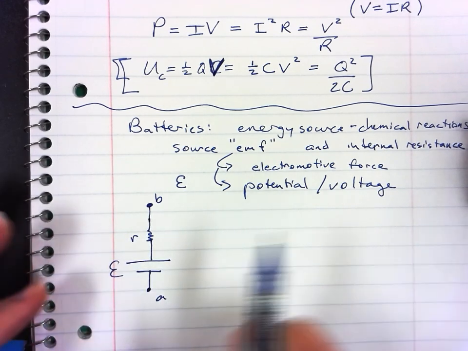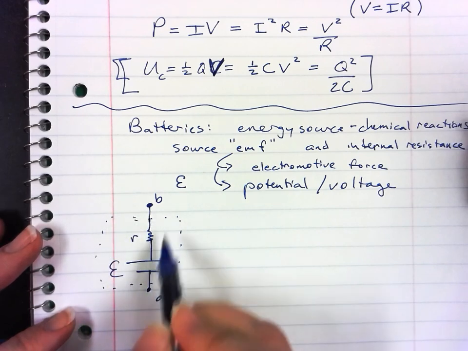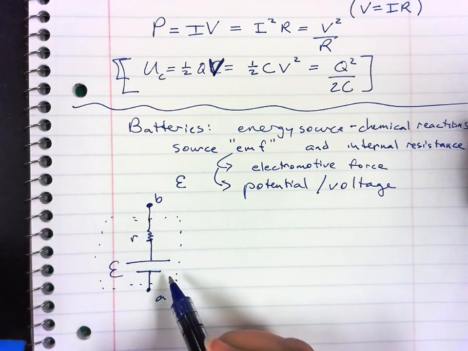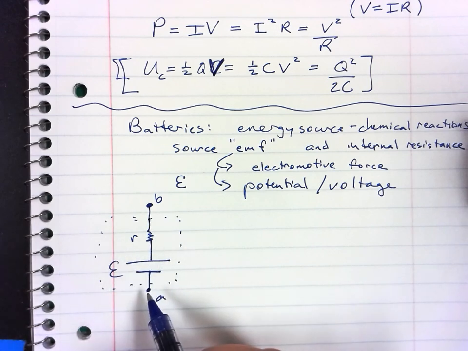And then this is the internal resistance. The way these are often drawn is a little box around them, to say that these are not two separate devices that you connect in the circuit. These are the two ways we keep track of what's going on inside a battery.